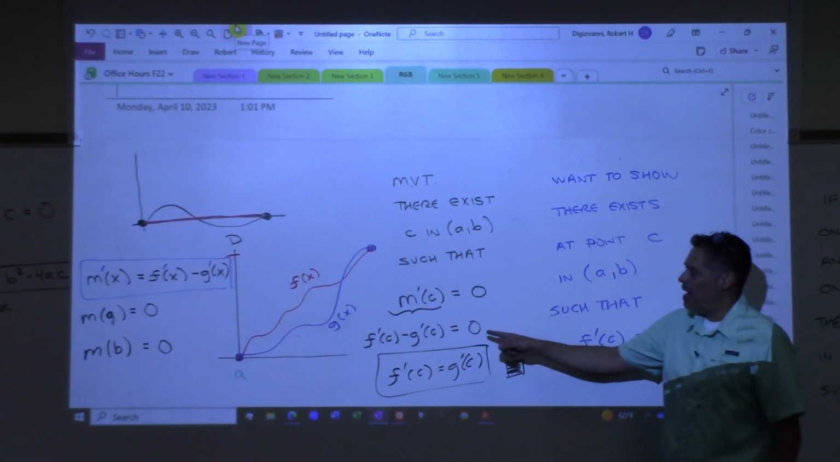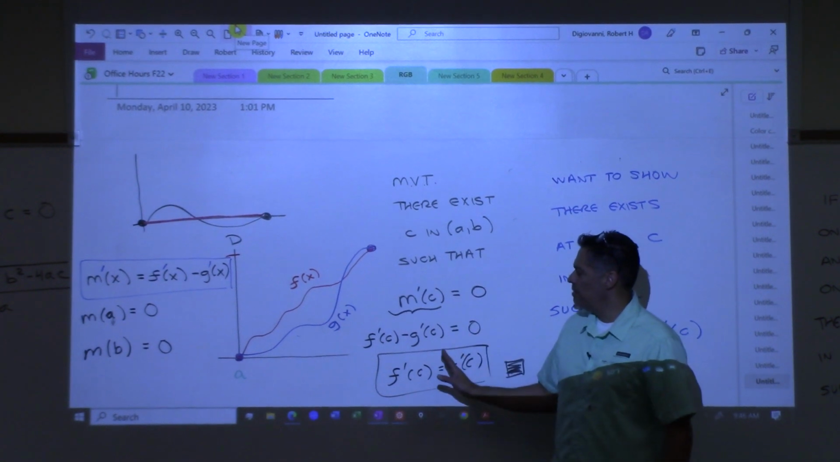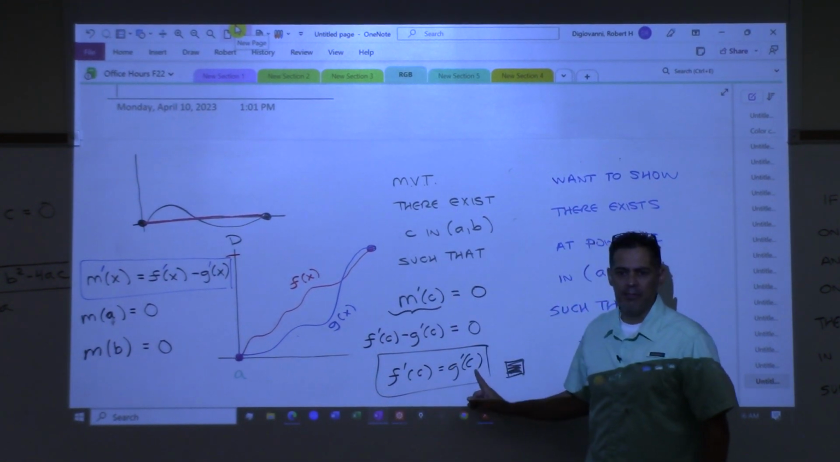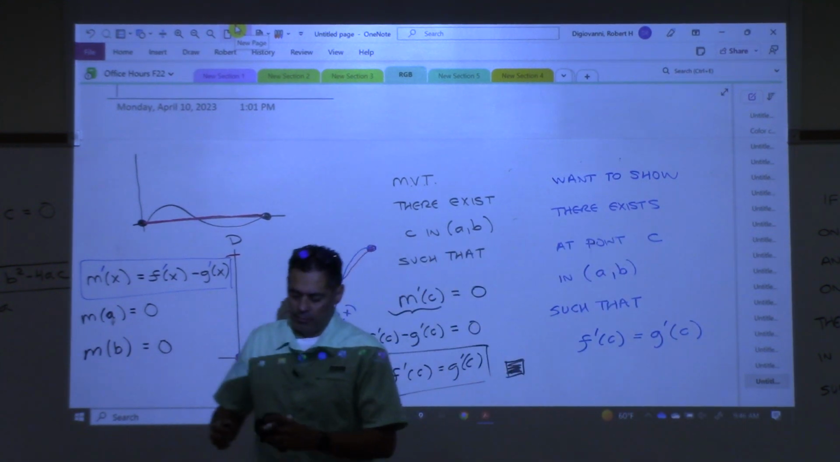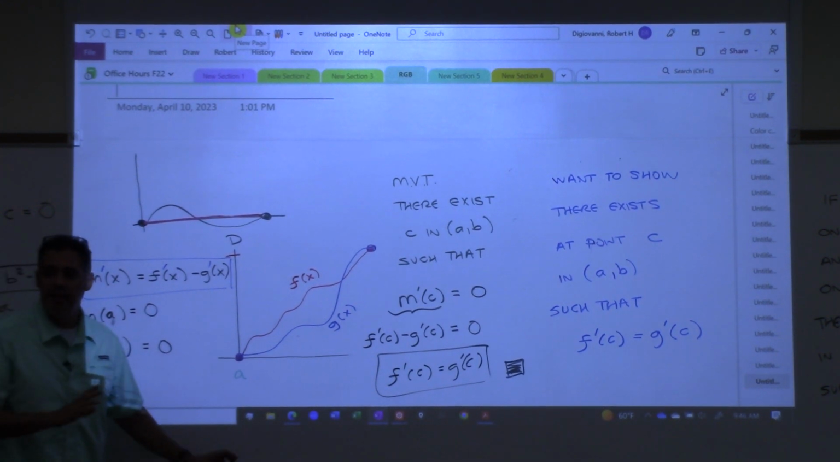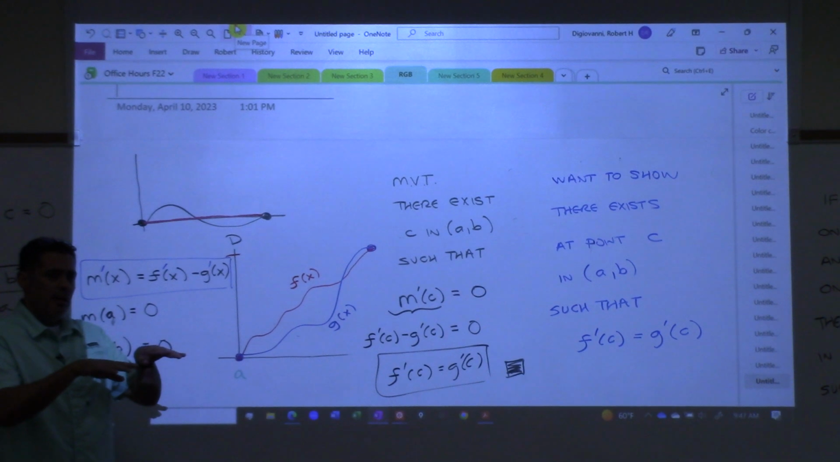So this says that there is some point c in between a and b where the two speeds are the same. All right, I just want to show that to you. Let's move on.